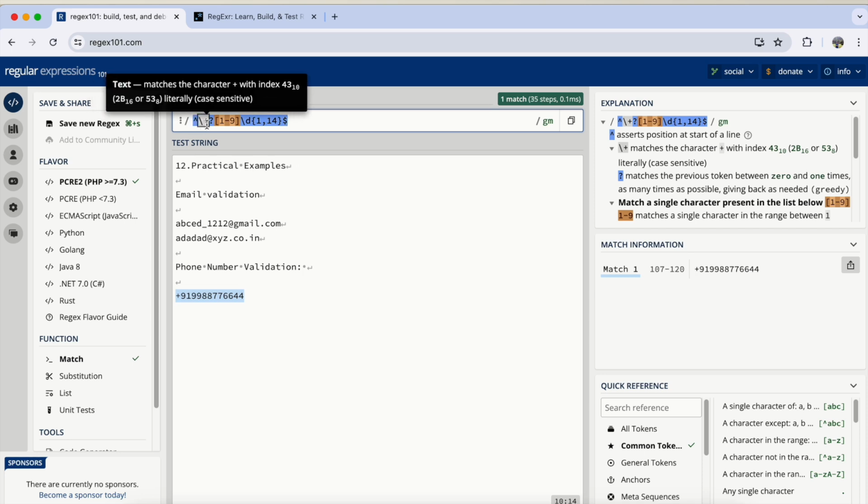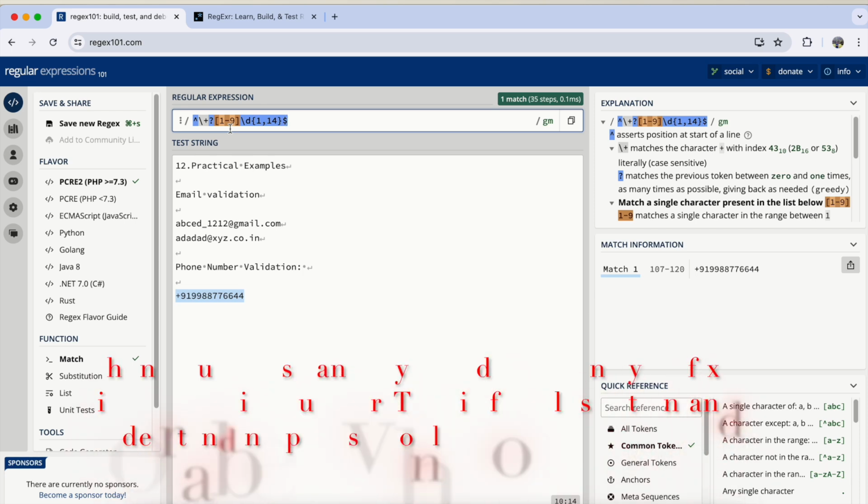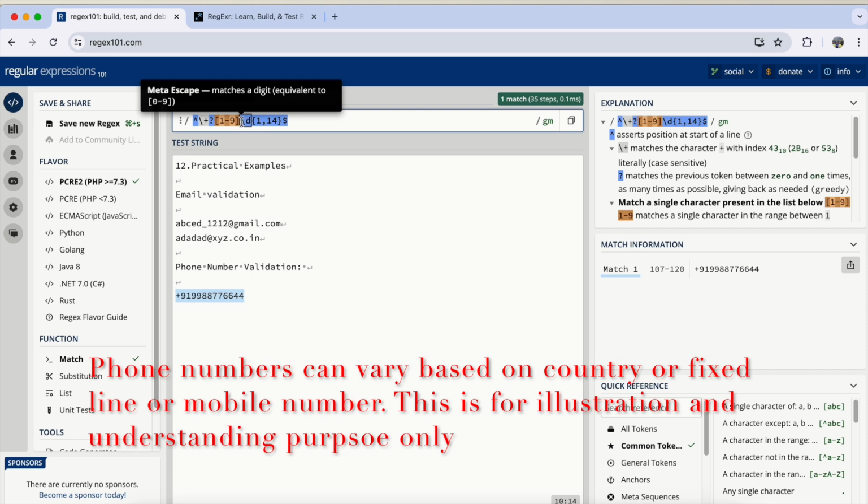Caret means start with plus, which is an escape sequence character because plus has a special meaning. Then question mark means 0 or 1 occurrence of plus should be there, then followed by numbers 1 to 9, right? And then digits, 1 to 14 digits should be there, right? It means numbers 1 to 9, or we can even specify 0 to 9, right?